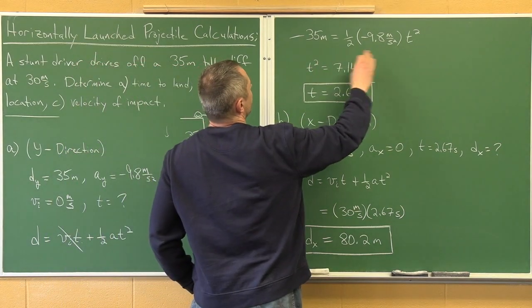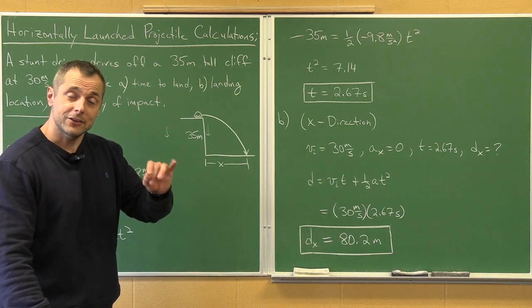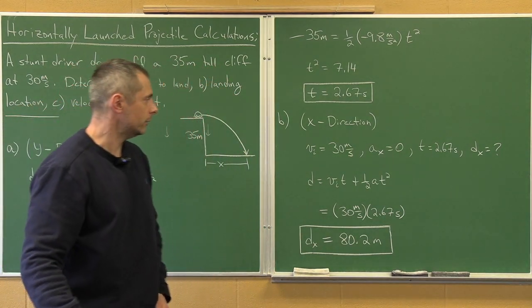So you divide both sides by 4.9. That's where the 7.14 comes from. Take the square root of both sides, and you get 2.67. There's the time for that stunt driver to crash into the ground.